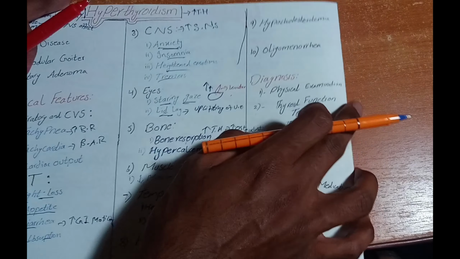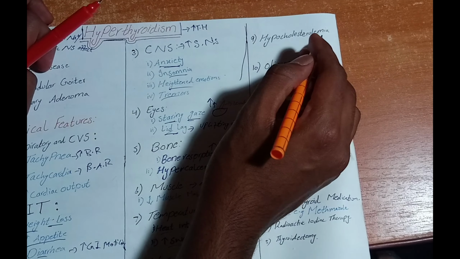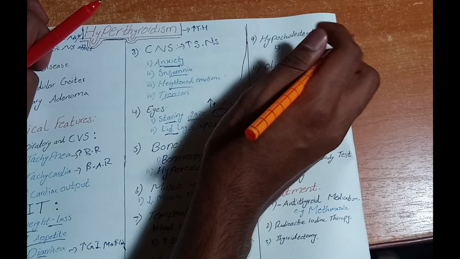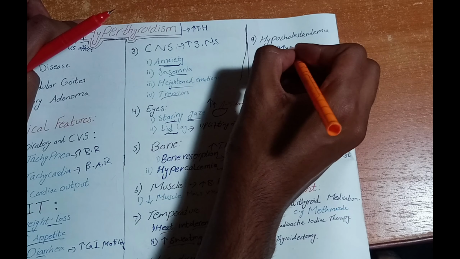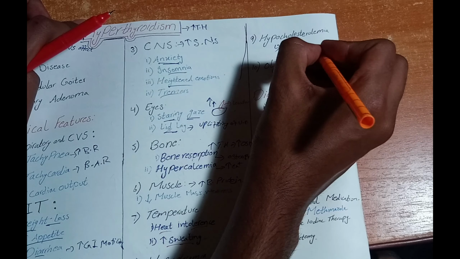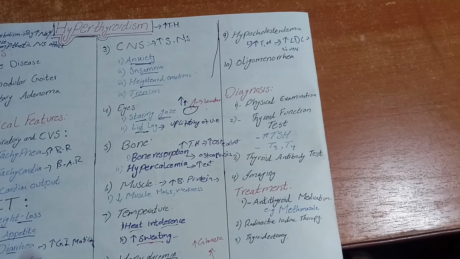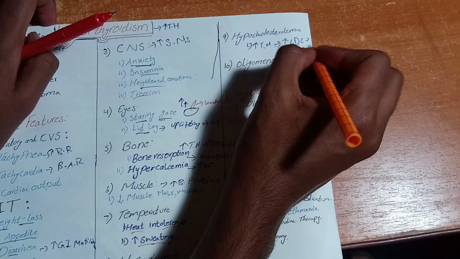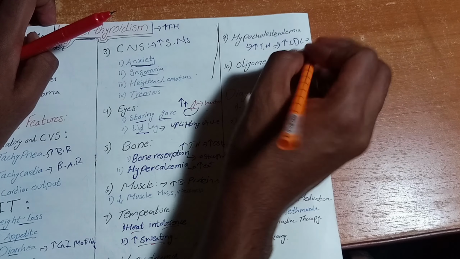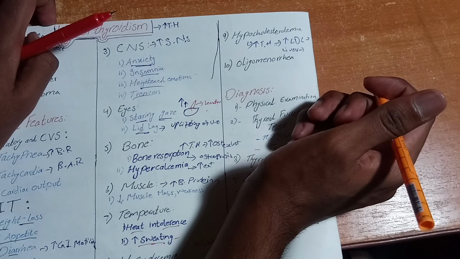The next feature is that the patient presents with hypocholesterolemia. A higher level of thyroid hormone leads to increased migration of LDL to the liver. When LDL level decreases in our blood and it migrates to the liver, this will lead to hypocholesterolemia.